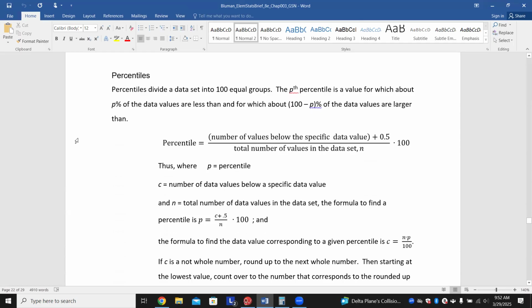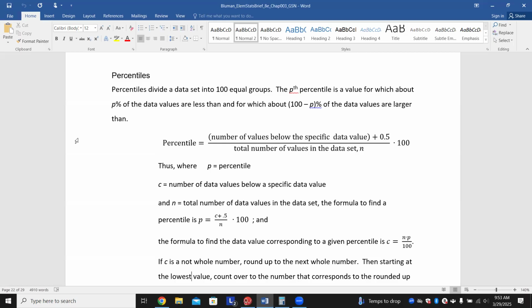Percentiles divide a data set into 100 equal groups. The Pth percentile is a value for which about P percent of the data values are less than it, or for which about 100 minus P percent of the data values are larger. So again, we saw 88%. If you're at the 88th percentile, 88% of the data is below you, but 100 minus 88 gives you 12, so 12% of the data is above you.